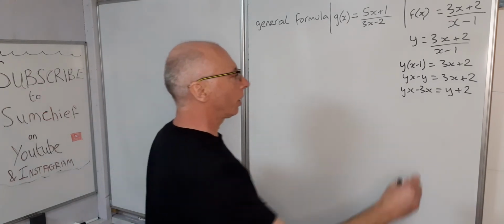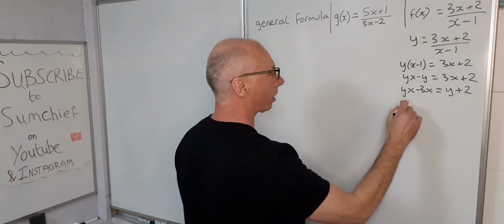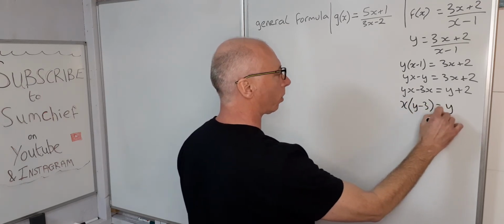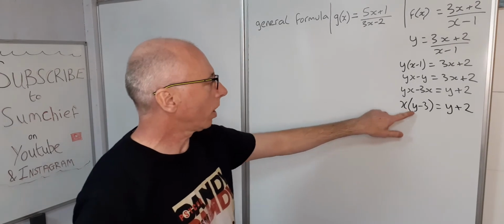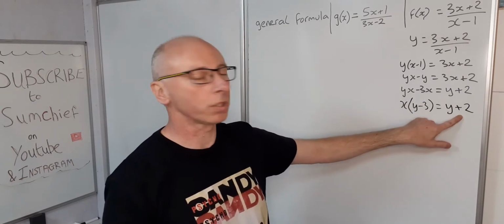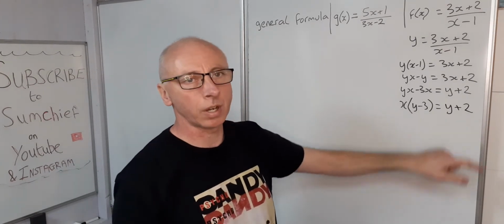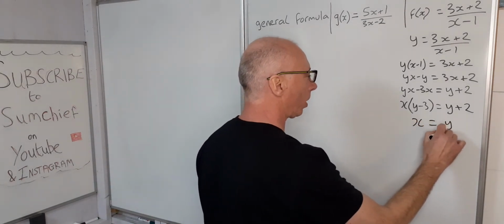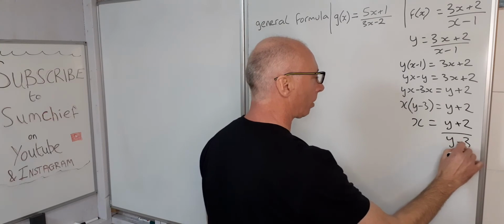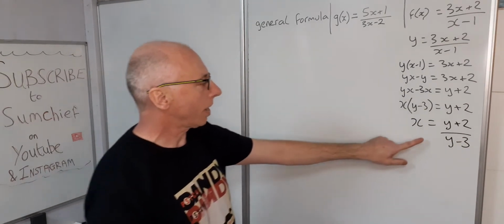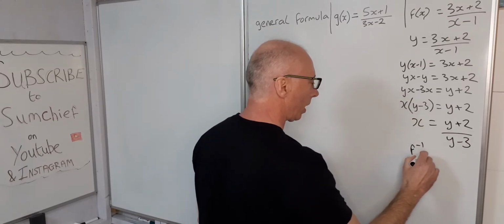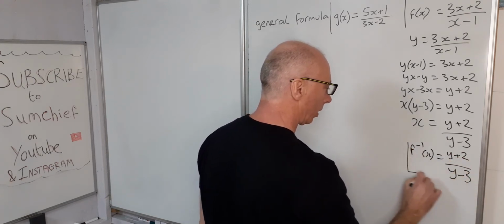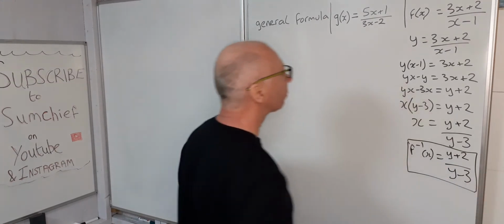Okay, right, now what we can do is factor out the x on this side. So x(y minus 3) equals y plus 2. So xy minus 3x, that's changed, and the y plus 2 stays the same. So all we've got to do now is divide both sides by y minus 3 to isolate the x on its own. So y plus 2 over y minus 3. Okay, so that will then give us, using the correct notation, f minus 1 of x equals y plus 2 over y minus 3. So that's our inverse function for this one.